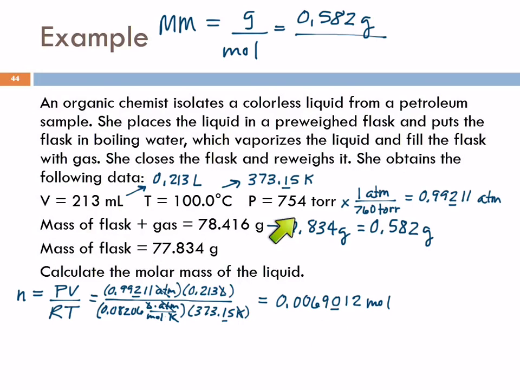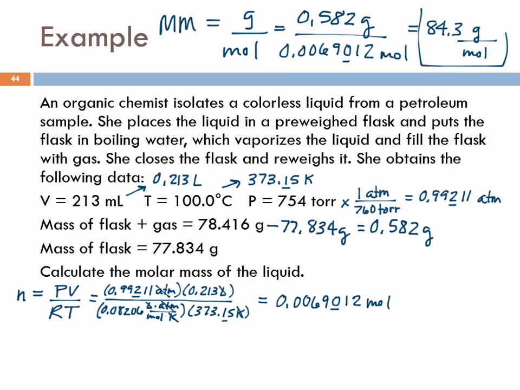So this is the moles. That goes up here. We take the mass, we divide by the moles. 0.0069012 moles. 0.582 divided by that. And I'm getting, with 3 sig figs, 84.3. Is that reasonable? Yeah, it is. It's larger than 2.